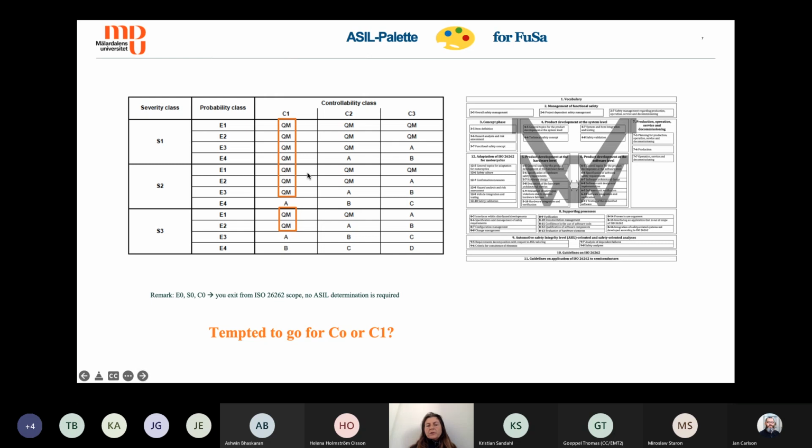So given this table, you might be tempted to go for C0 or C1. Why? Because if you manage to do that, you will skip the work that is expected for the other ASIL values. So if you have A, B, C, D, you have an increase in terms of stringency that you have to take while following the standards. So a lot more work and a lot more to include in terms of safety mechanisms.